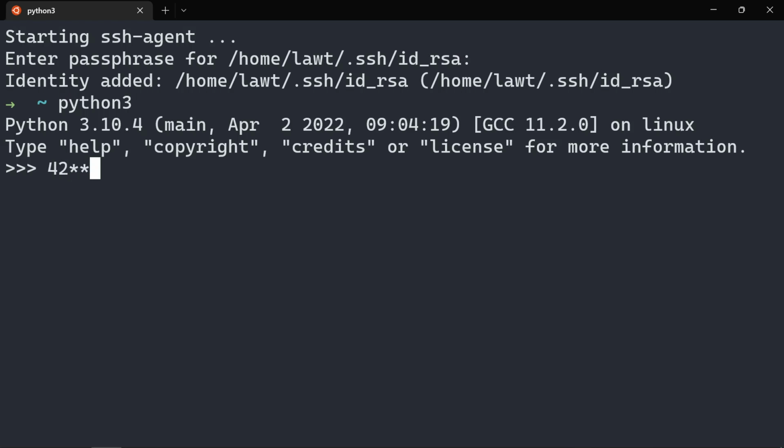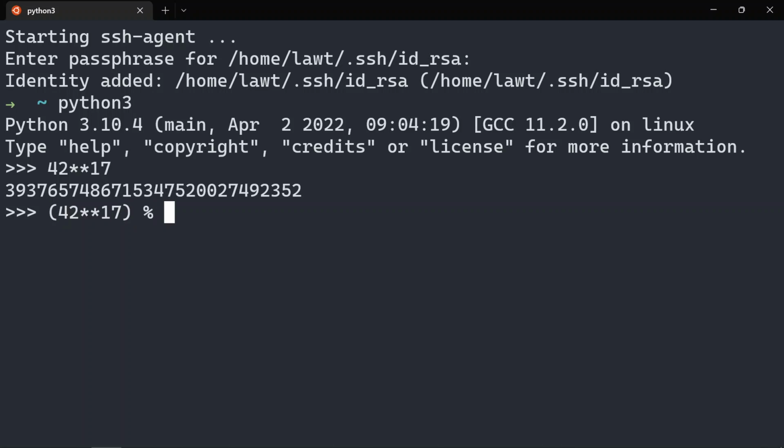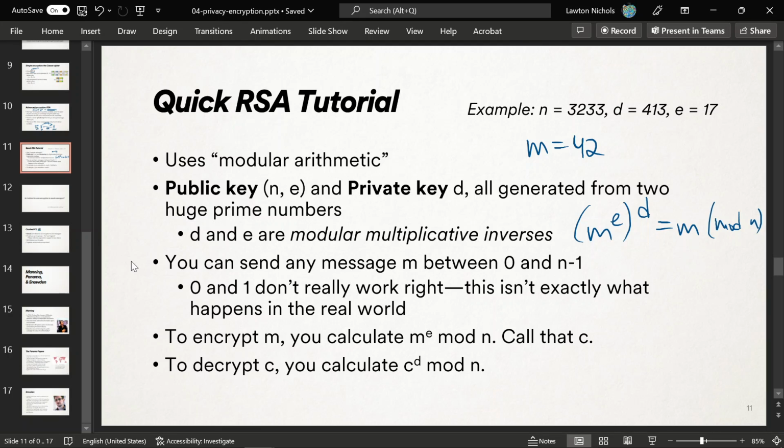So 42 to the 17 is this. It's a very large number. But then when I shrink it down using mod, the percent sign, 3233, this is the encrypted message, 2557. It's very hard to decrypt if you don't know the decryption keys. So C is 2557. Looks nothing like 42 anymore. With large enough prime numbers, this is virtually uncrackable.